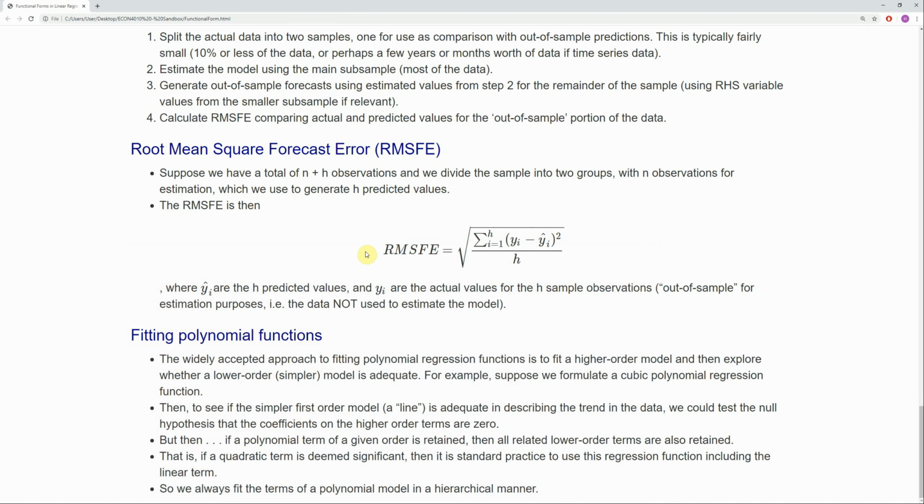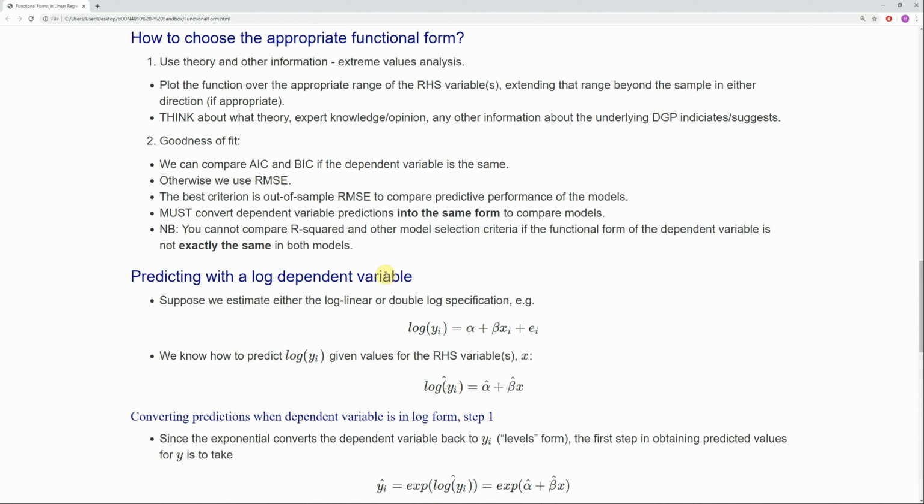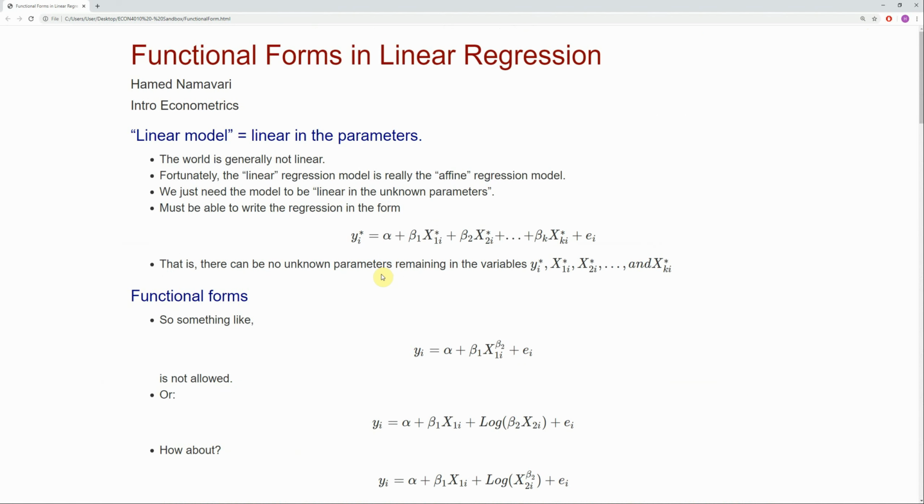Well, this is it. This was the end of the functional forms in linear regression.